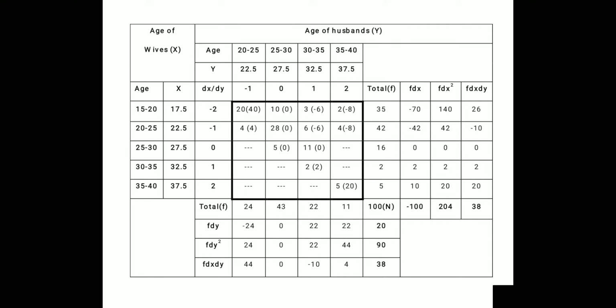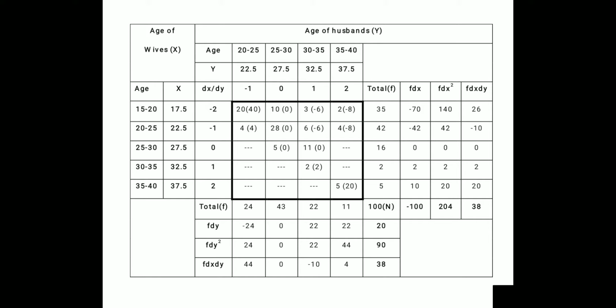Now almost all the calculations are completed and we should calculate sigma f dx dy. So to calculate this, we should use the corner values. So here I have put the corner values in brackets. Okay, now let us discuss how to calculate this f dx dy. This f dx dy first has to be calculated for each cell of the bold table. Okay, so f into dx into dy will give us f dx dy, right?